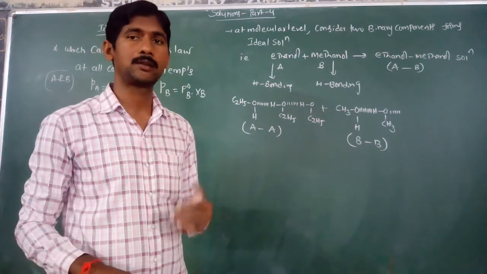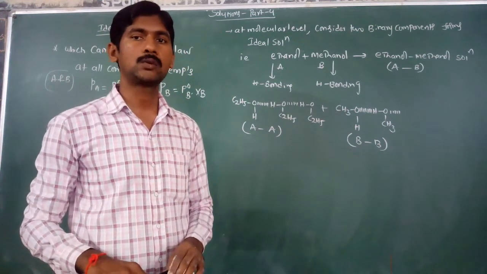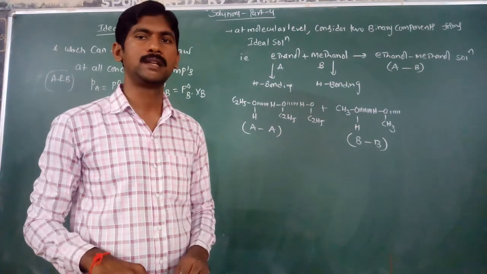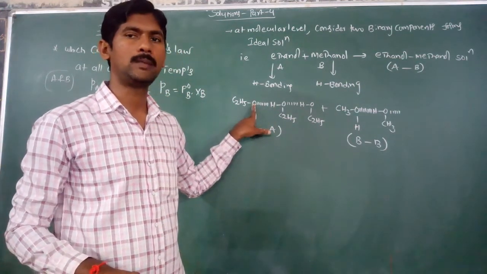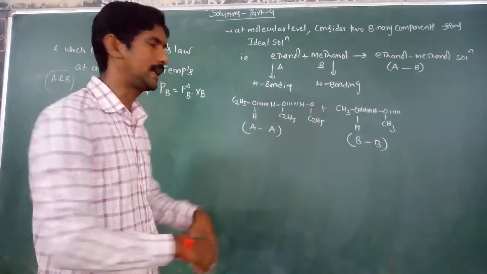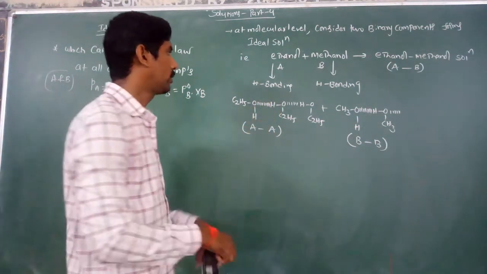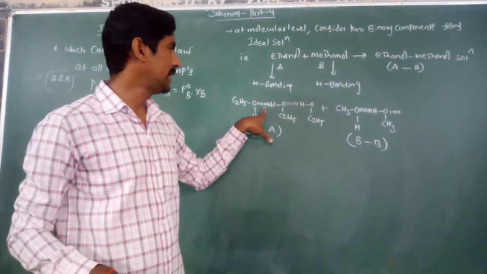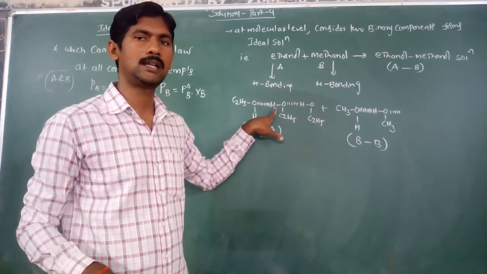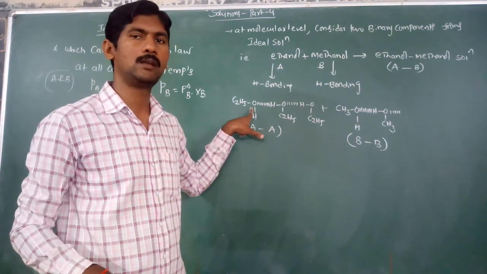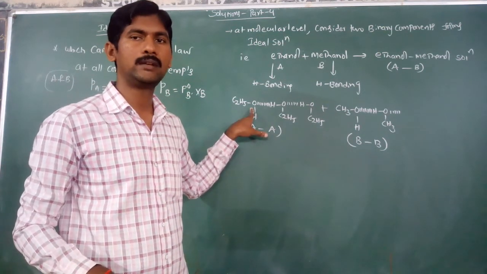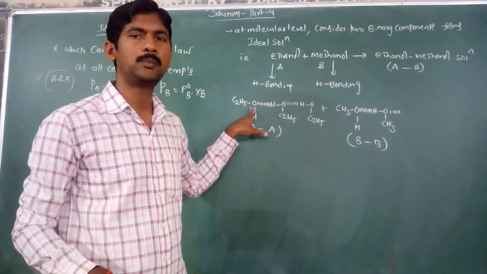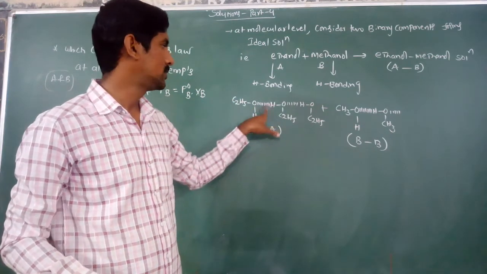You know what hydrogen bonding is? The electrostatic forces of attraction between hydrogen and the most electronegative element. Hydrogen bonding is electrostatic interactions between hydrogen and the most electronegative element. You know that oxygen is highly electronegative. The electronegativity on the Pauling scale is 3.5 for oxygen. So these are hydrogen bonding.